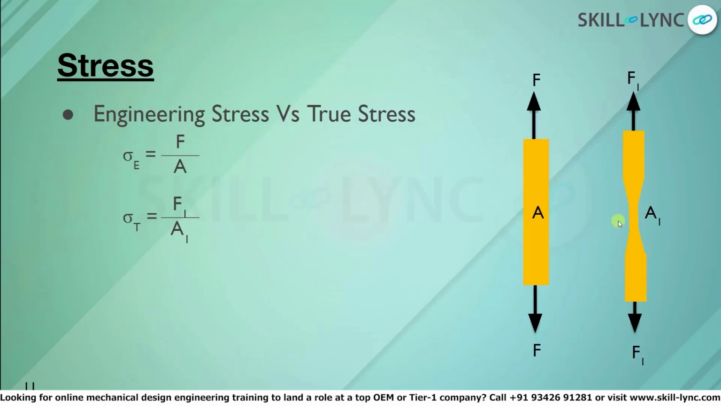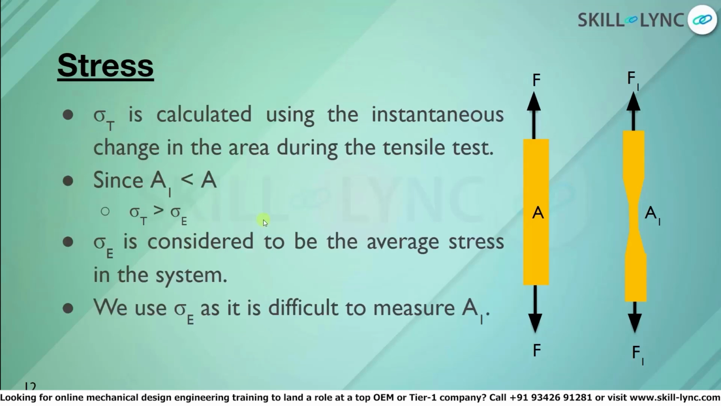This stress is called true stress or sigma T as given here. So, true stress is the applied load divided by the actual cross-sectional area A1 of the material. A1 is the changing area with time. Therefore, sigma T is calculated using the instantaneous change in area during the tensile test. Since A1 is always less than A during the test, the true stress is greater than the engineering stress.